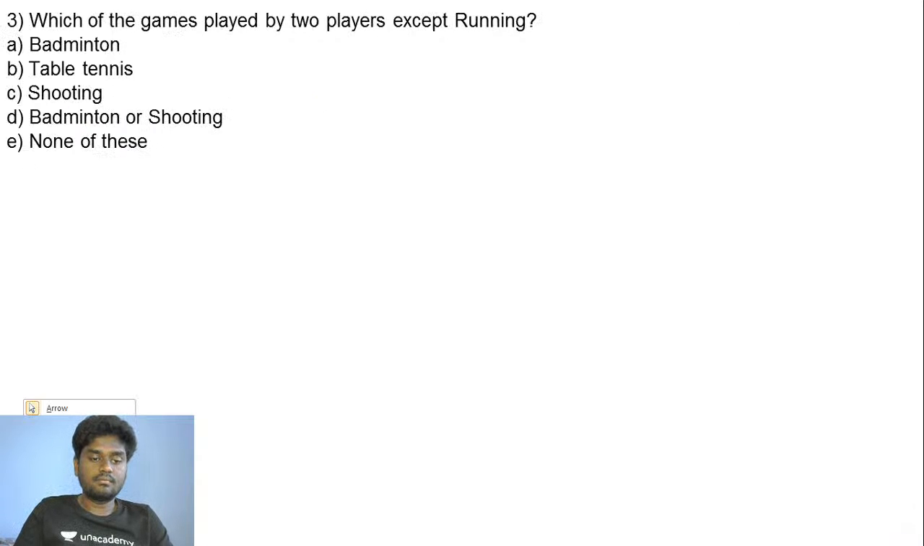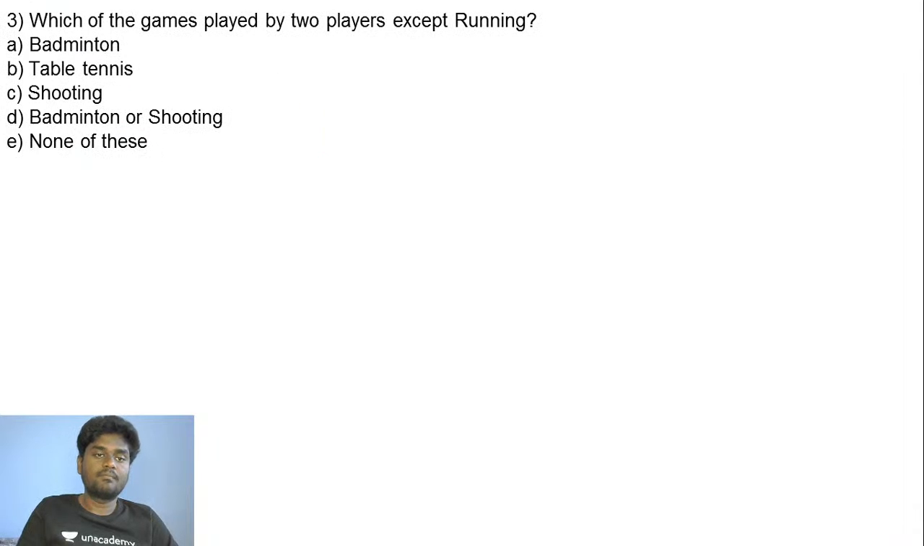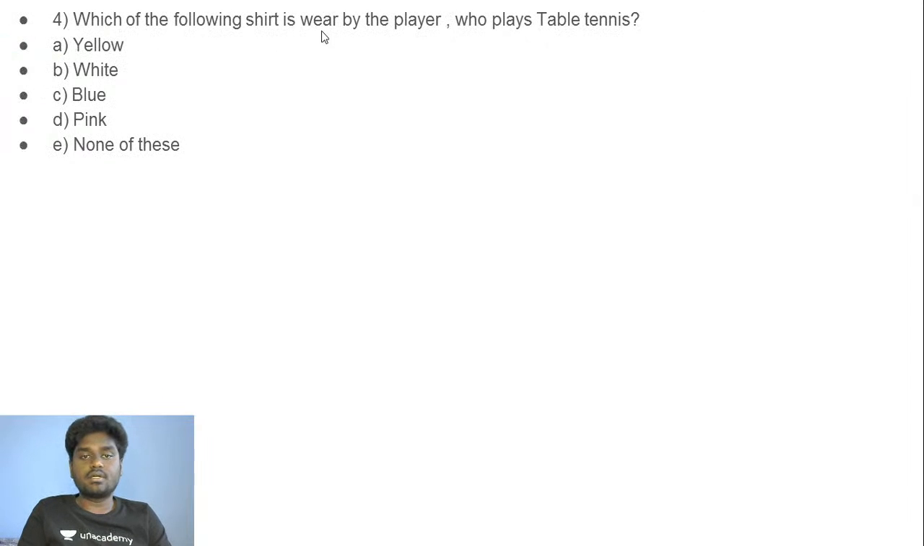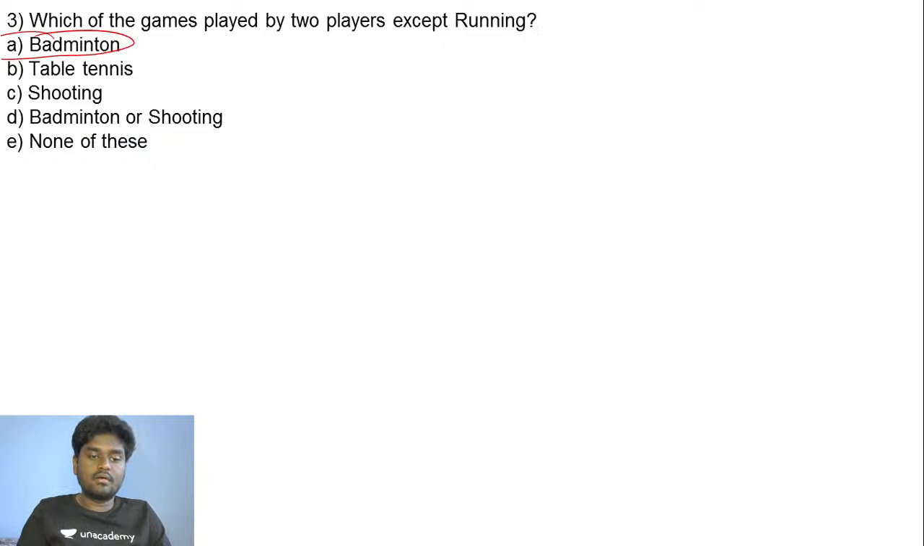And third one, which of the games played by 2 players except running? If you see here, running is being played by Anush and Aarti. Apart from running, you have badminton, which is being played by 2 players. So it's going to be option A, badminton. And the next one, which of the following shirt is worn by the player who plays table tennis? The player of table tennis wears white color. And the last one, which of the following shirt is worn by 2 players? It is white and blue. So here we have the detailed solution.